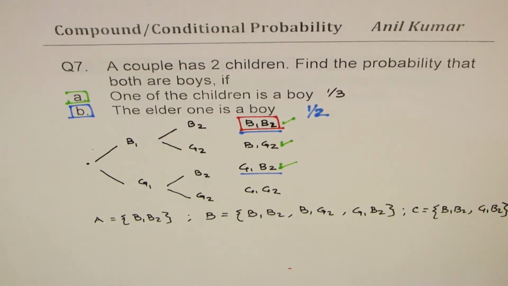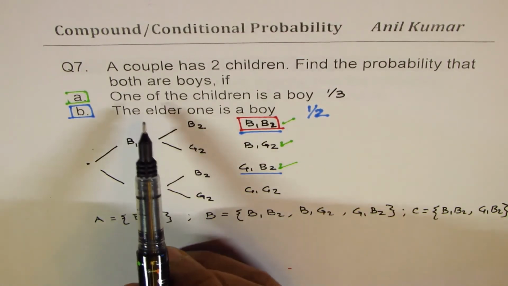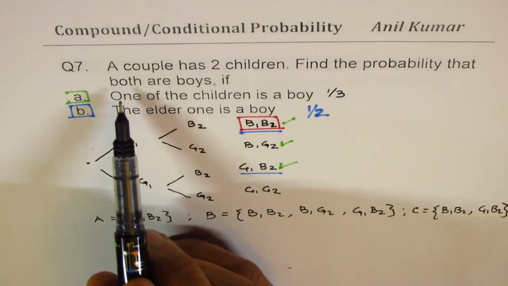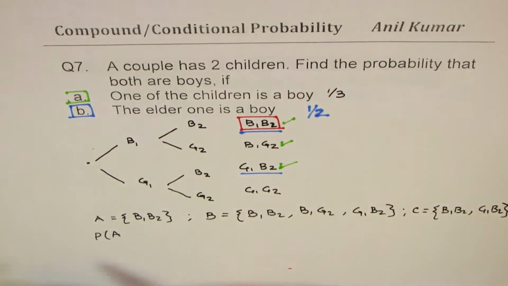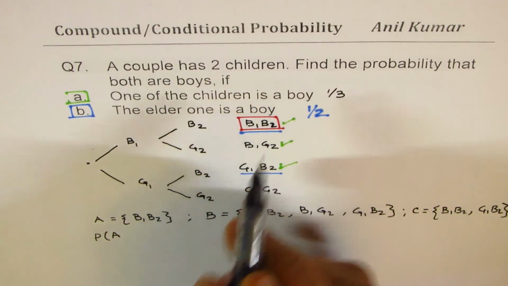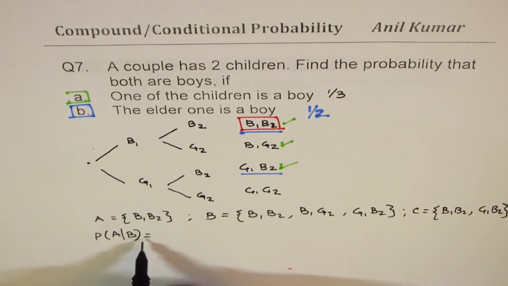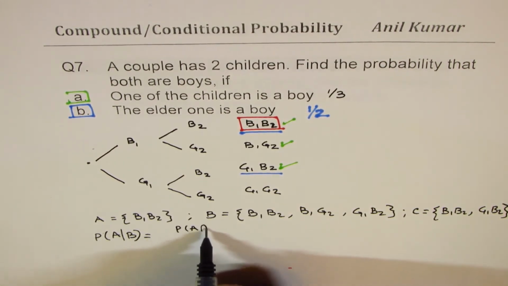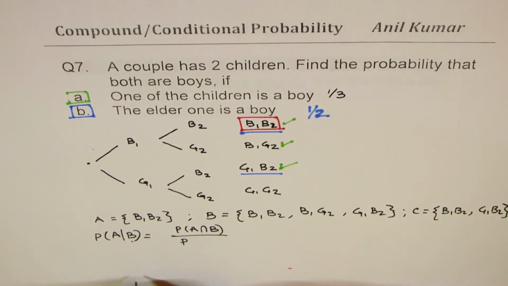So that gives us 2 possibilities. To find the conditional probability that one of the children is a boy, we are looking for the probability that both are boys. That is probability for A, both are boys. If one of the children is a boy, that is B. So that in this case is equal to the probability of A and B over probability of B.